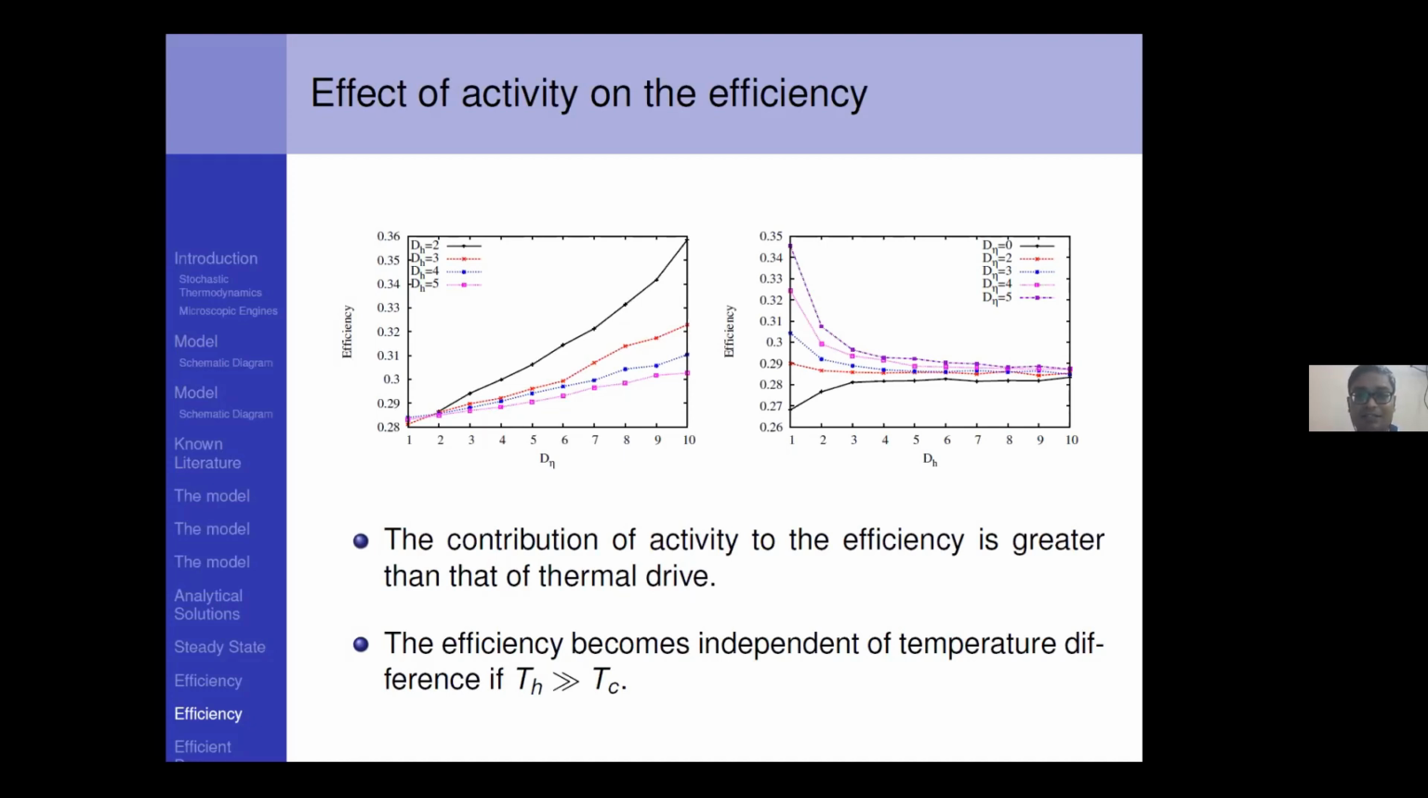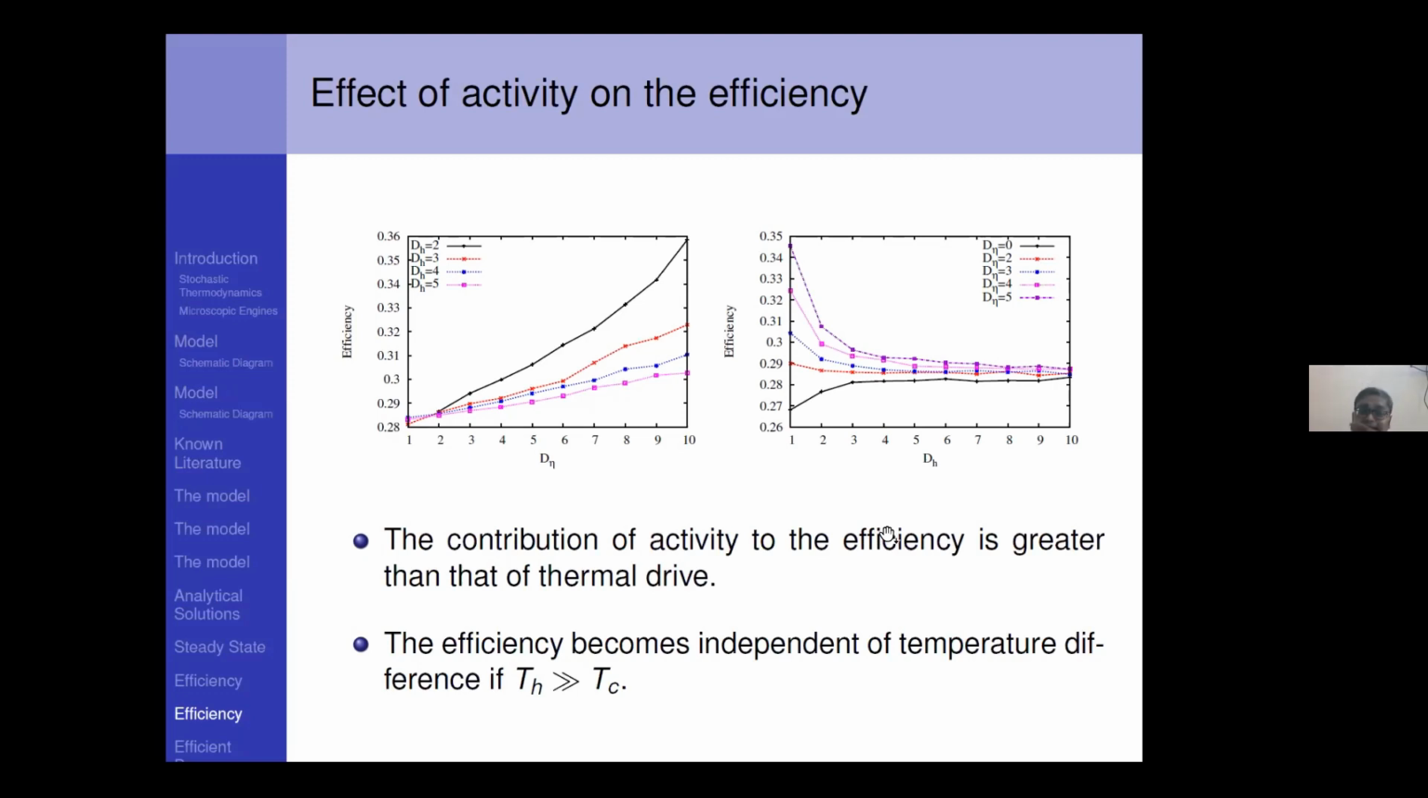But as soon as there are two drives, the active drive as well as the thermal drive, the thermal drive plays a much less significant role as compared to the active drive. If I keep dH constant and increase d eta, efficiency increases. But if I keep d eta constant and increase dH, efficiency decreases. So you see the contrast between the two drives.